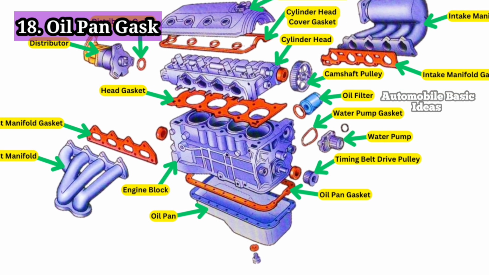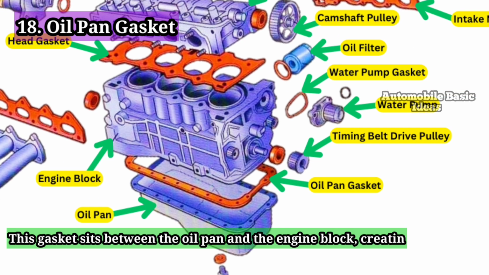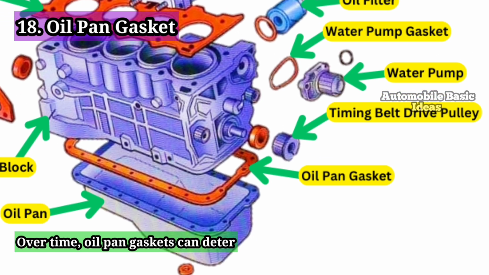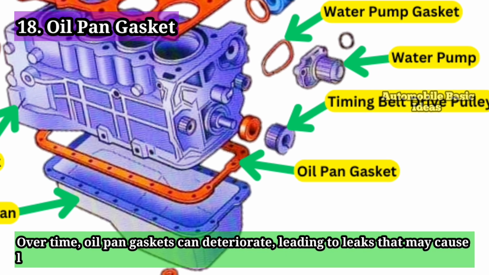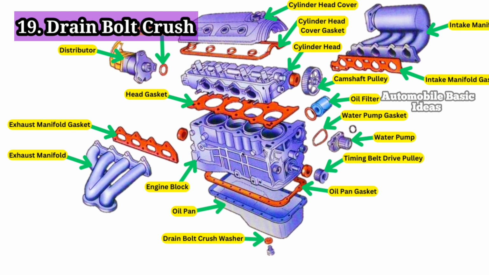18. Oil pan gasket. This gasket sits between the oil pan and the engine block, creating a seal to prevent oil from leaking. Over time, oil pan gaskets can deteriorate, leading to leaks that may cause low oil levels and potential engine damage.